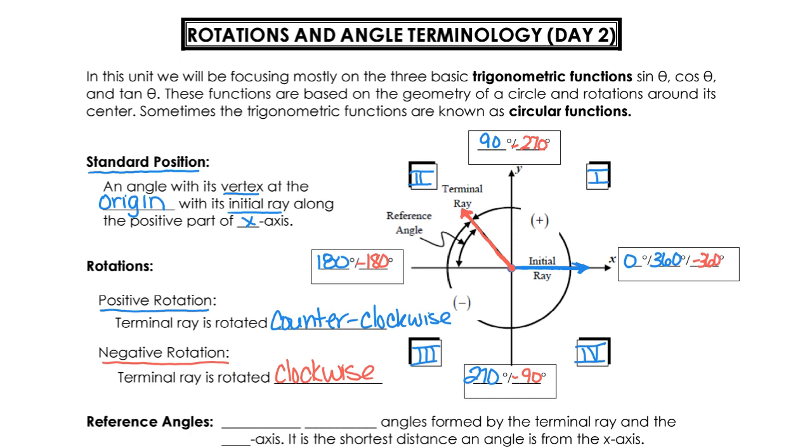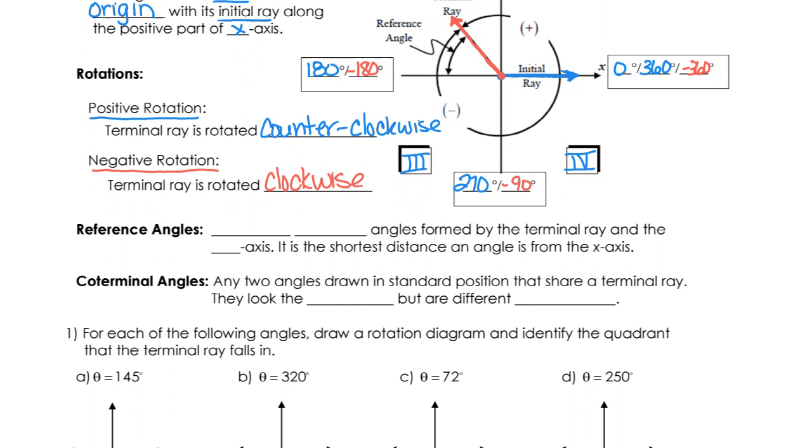Okay. We are also going to have to talk about reference angles. Reference angles are a little bit hard to understand, but they are positive acute angles formed by the terminal ray and the x-axis. It is the shortest distance an angle is from the x-axis. So we're going to have to study those.